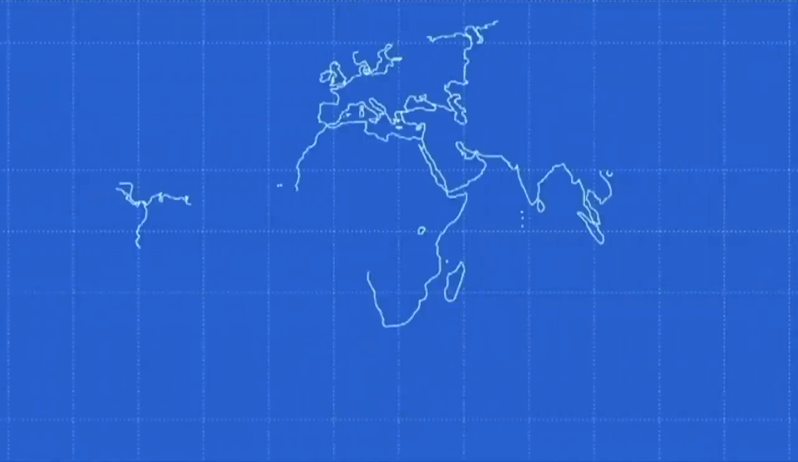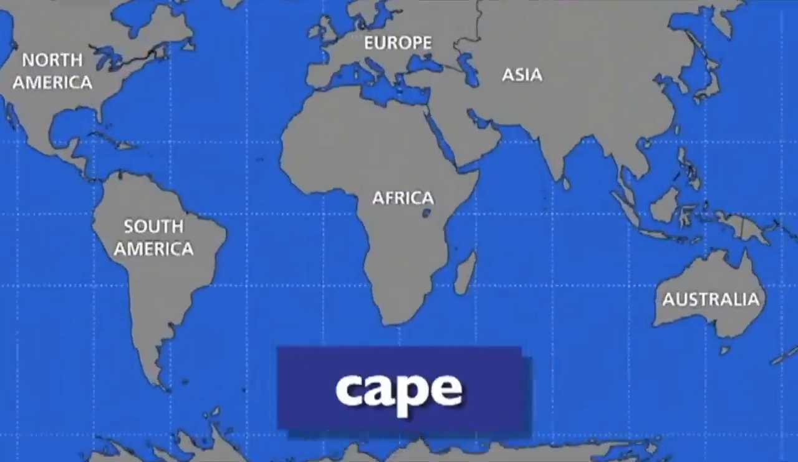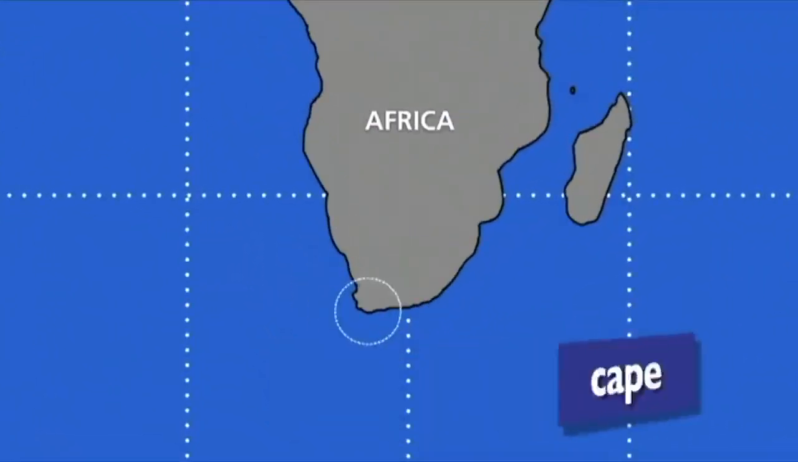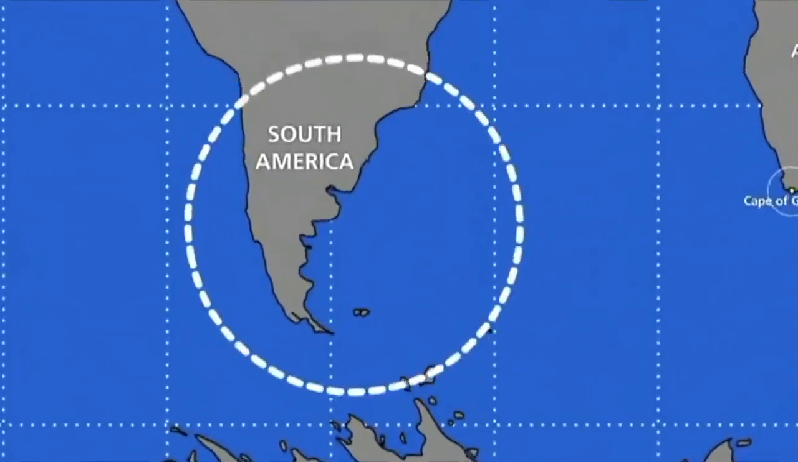Some pieces of land stick out into the ocean. They have a special name too, called capes. 2 good examples of capes are the Cape of Good Hope at the southern tip of Africa and Cape Horn, the southern tip of South America.